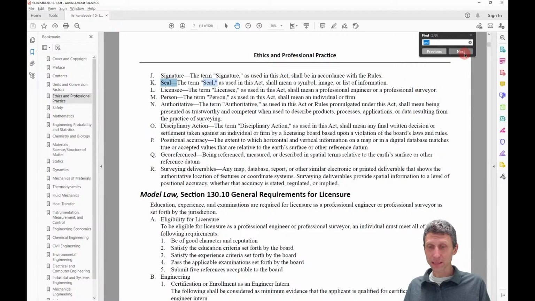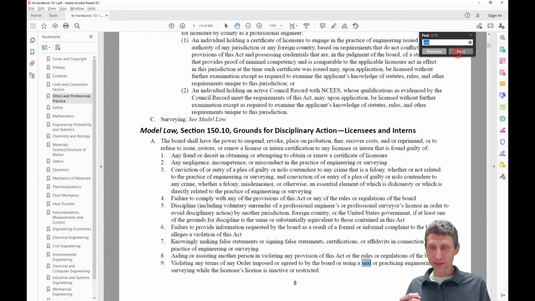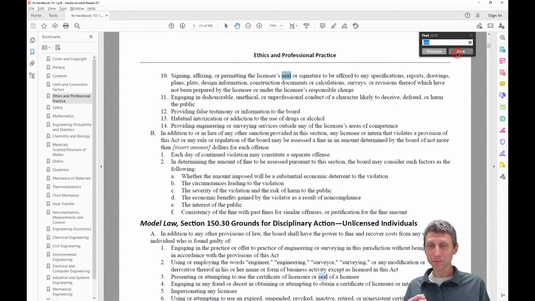Okay, so let's see what else it says about seals. Okay, let's keep going. Is there anything else with seals that we need to know about? Not so much. I mean, this is the model for disciplinary action, right? And basically, it's signing, affixing, or permitting the licensee's seal or signature to be affixed to any specification, report, drawing, plans, plats, or surveys or revisions thereof that have not been prepared by the licensee or under the licensee's responsible charge. And this is one of those key phrases: the licensee's responsible charge.